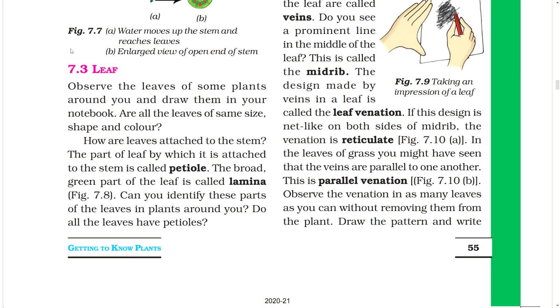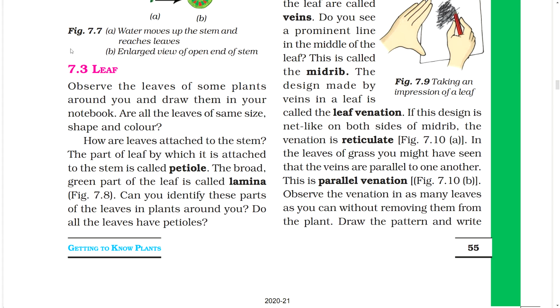7.3 Leaf. Observe the leaves of some plants around you and draw them in your notebook. Are all the leaves of the same size? Are all the leaves of the same size, shape, and color? How are leaves attached to the stem?